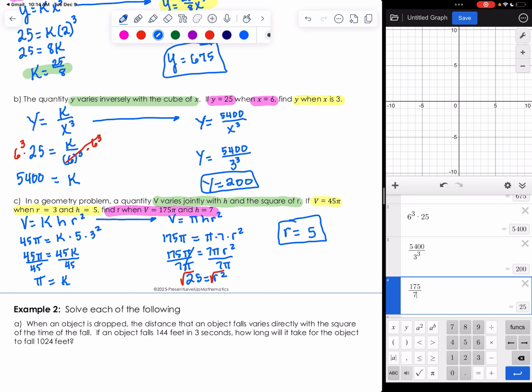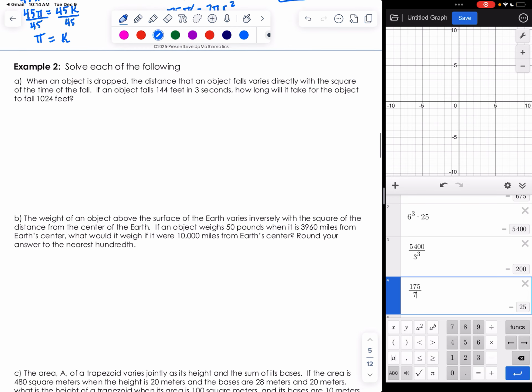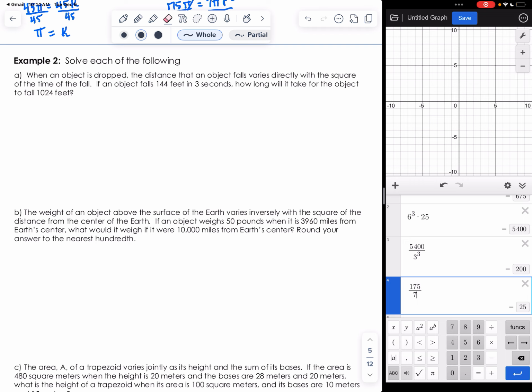All right, in example 2, let's look at some word problems. Solve each of the following. In problem A, it says when an object is dropped, the distance that an object falls varies directly with the square of the time of the fall. If an object falls 144 feet in 3 seconds, how long will it take for the object to fall 1,024 feet? So I want to highlight here how to know which of the formulas to use.